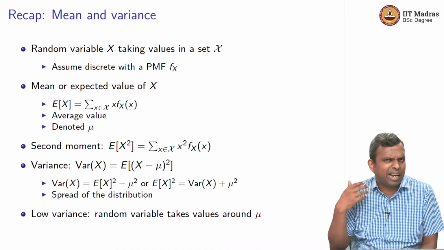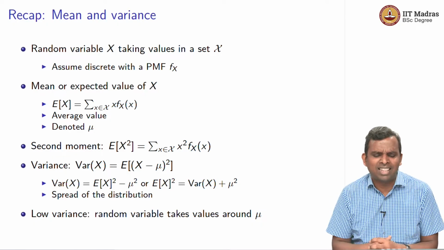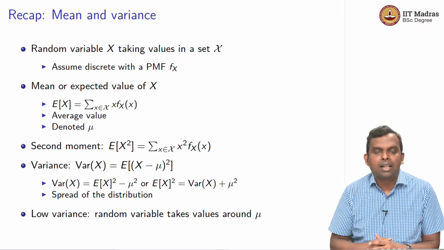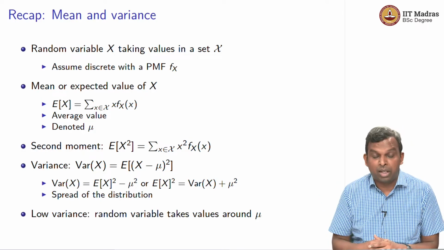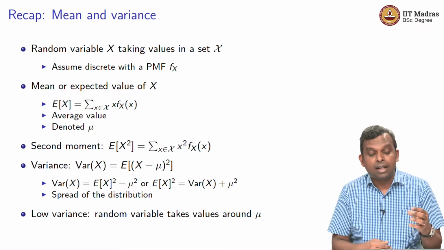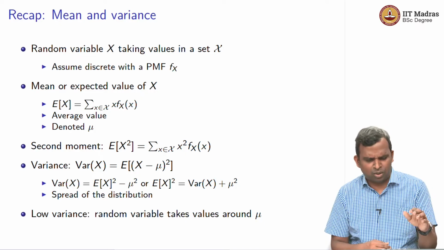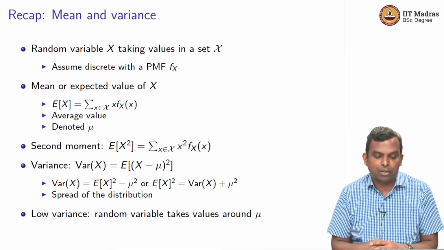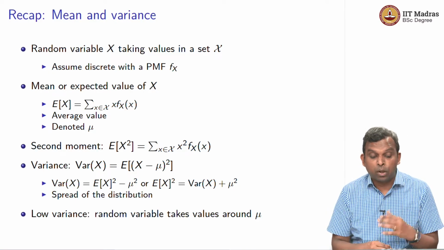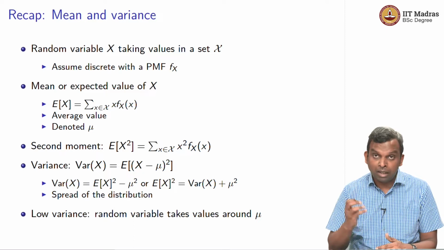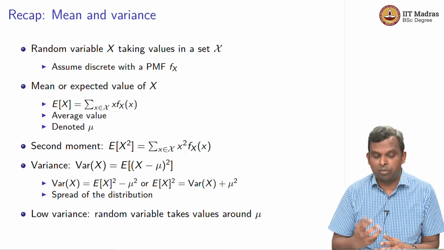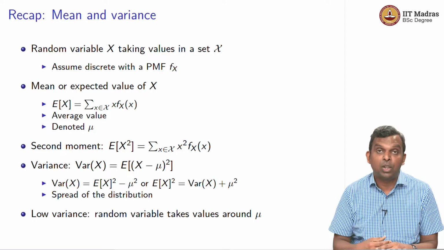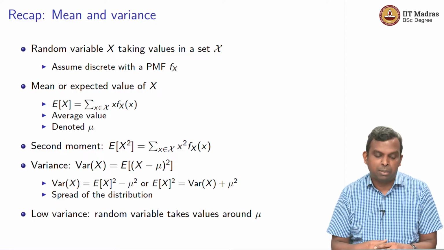So let's do a quick recap of what mean and variance are. If you take a random variable x taking values in some set, and then there is a PMF for this random variable. I'm assuming the random variable is discrete. If it is continuous, you will have a PDF. The equations are largely the same, but I'm just describing it for discrete for convenience. So the mean or expected value of x is the summation over every value that the random variable takes, x times the PMF. We know this definition, it's called average value. We'll also denote it by mu in many cases.